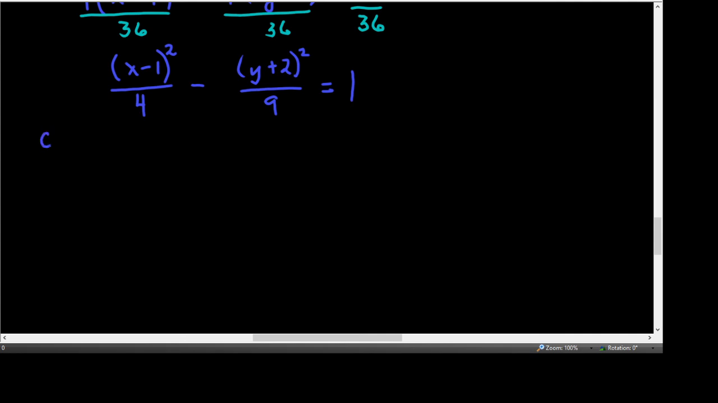All right, so let's find out what we can. The center is at 1, negative 2. The x radius is square root of 4, which is 2. The y radius is the square root of 9, which is 3.